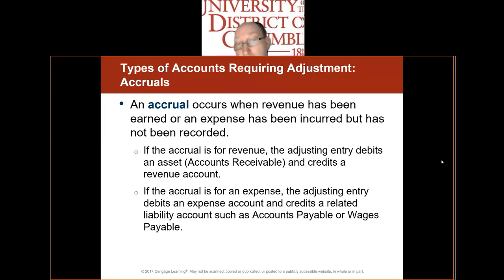Now, I'm going to go and pay that bill. So when I go to pay that bill, I am going to debit accounts payable to reduce the accounts payable, and I'm going to credit cash to reduce my cash. So think of adjusting entries as a two-step process. You've made the original entry when you receive the bill, and then you make a second entry to recognize the payment of that bill.